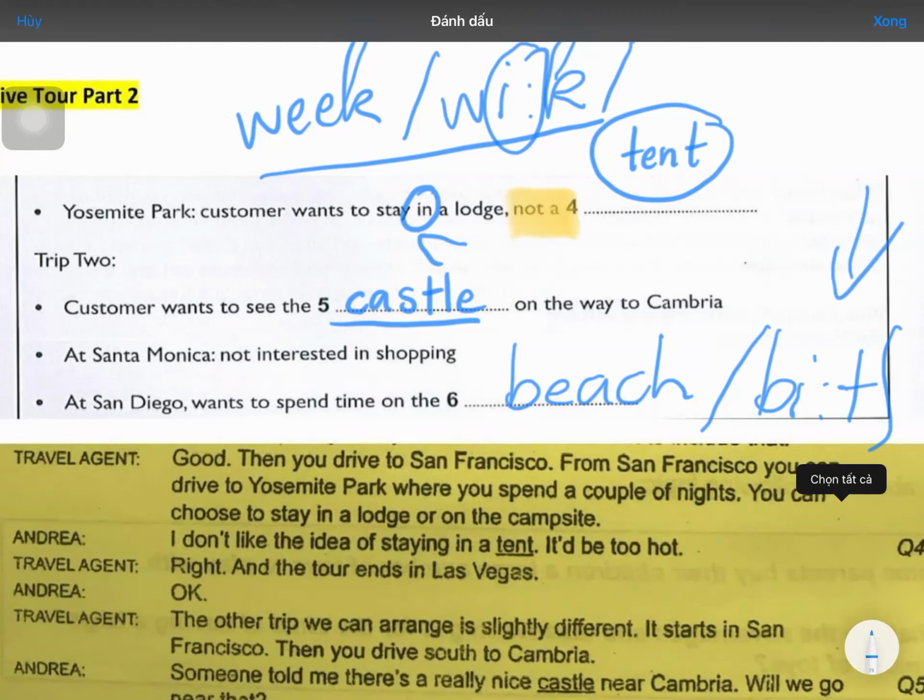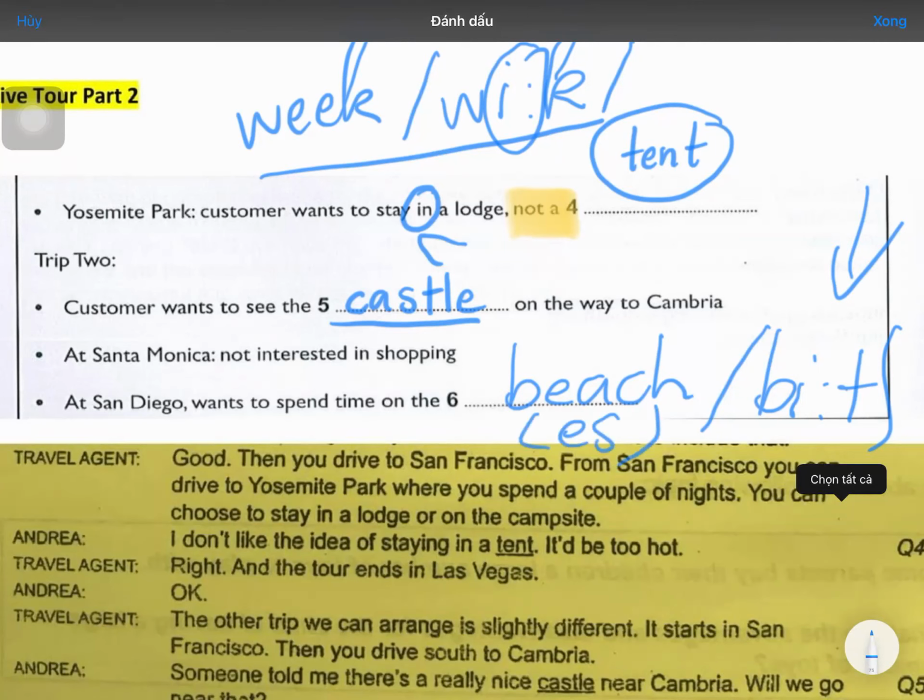So we have: I don't have any plans this week. Week and beach, right? B and ch. Don't link them together. Don't link the E sound with the ch sound after that. Just B and ch, beach. Yes. So the answer can be beach and beaches.